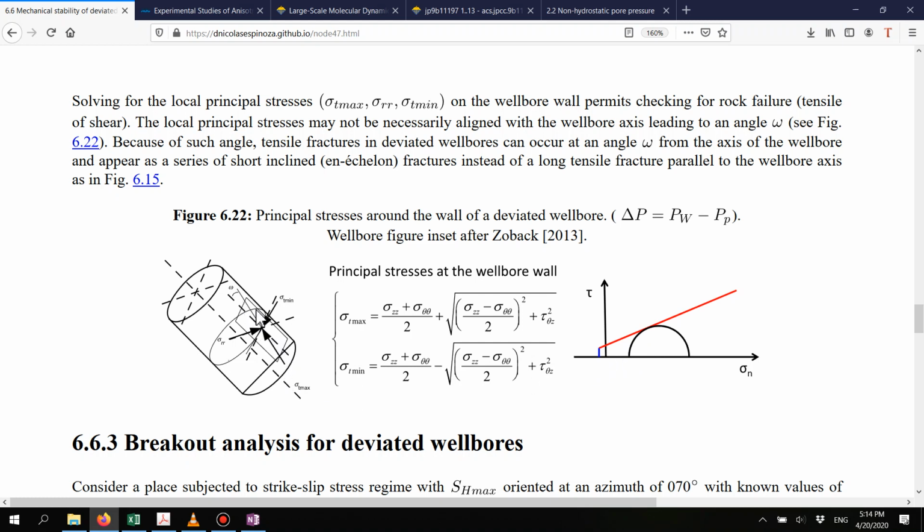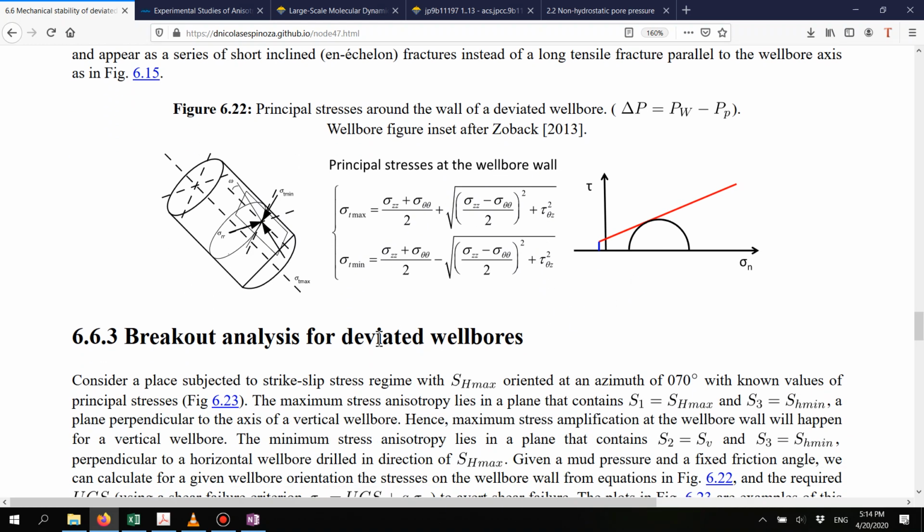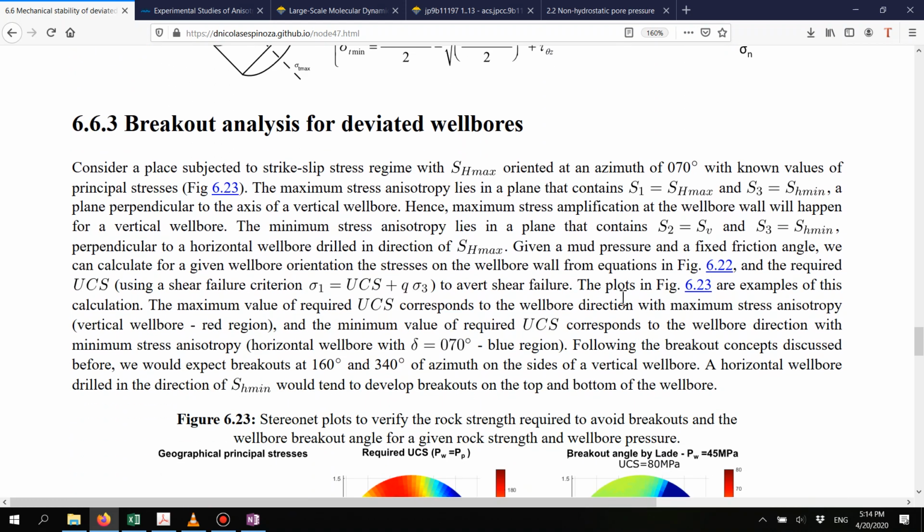Notice that here also, because of the presence of a shear stress tau theta c, there's going to be an angle here, and that angle is going to represent the misalignment between the principal stresses and the direction of the wellbore. All right, so once we do all of these, we're going to be able to compute breakouts and tensile fractures the same as we have done for vertical wellbores.